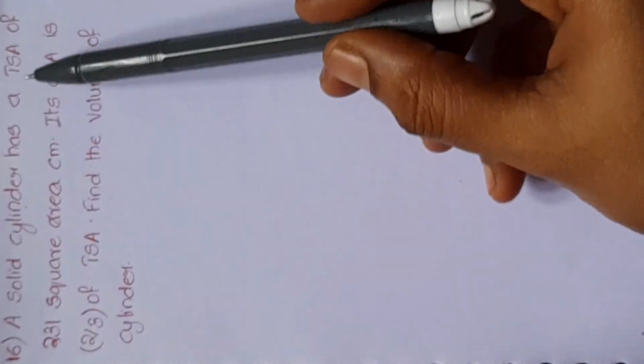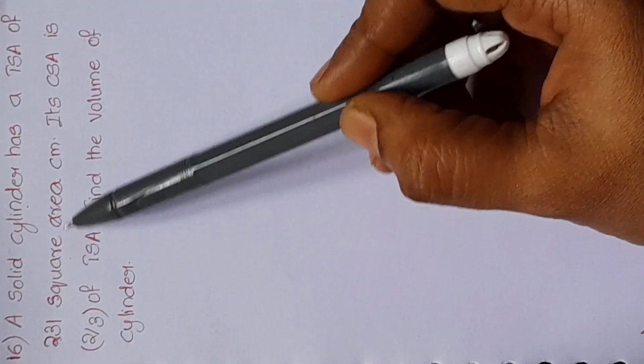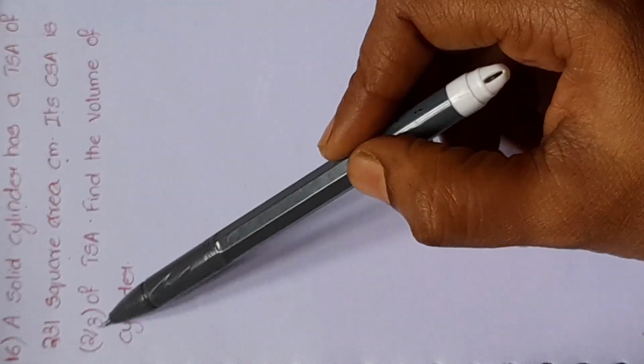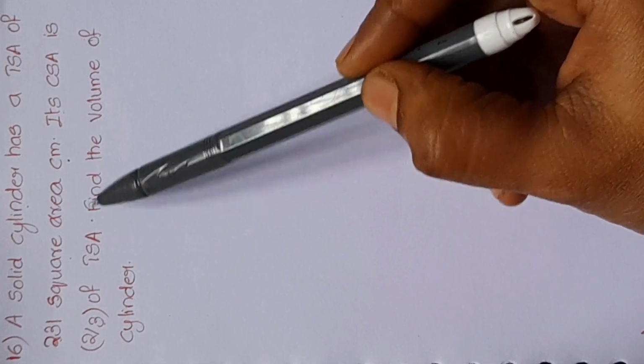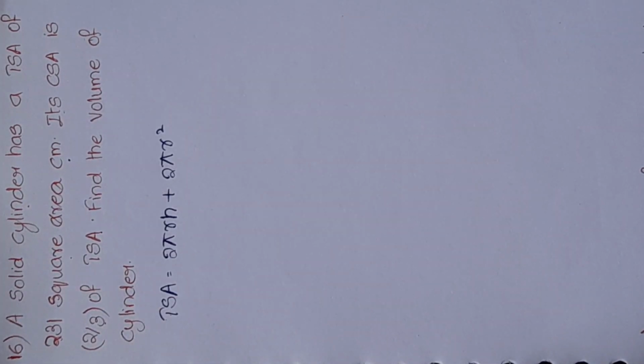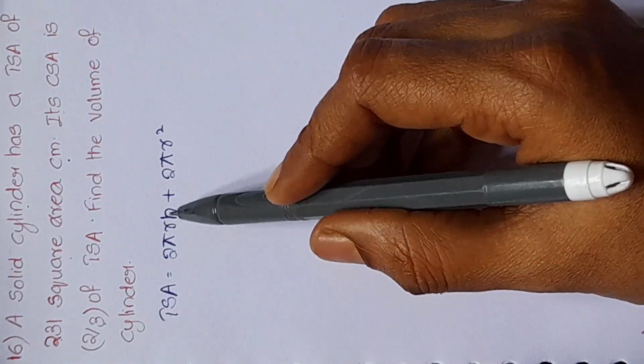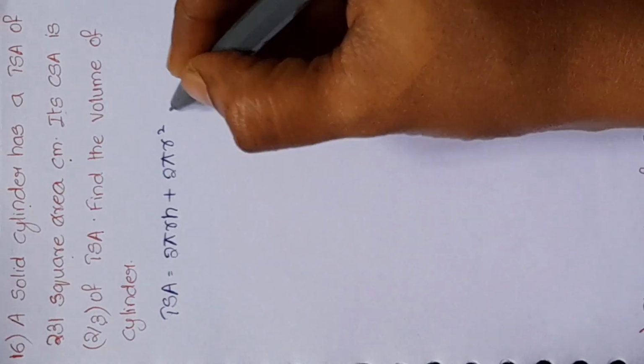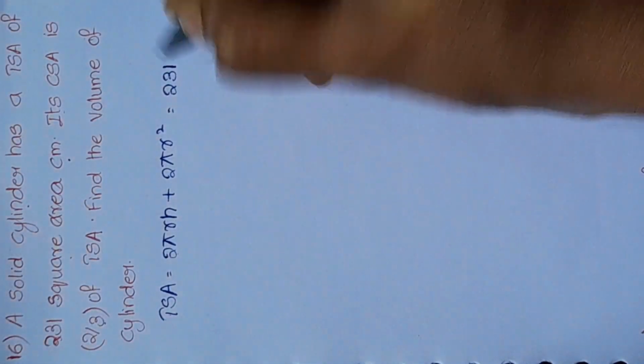16th question. A solid cylinder has the total surface area of 231 square centimeter. Its curved surface area is 2 by 3rd of the total surface area. Find the volume of the cylinder. The total surface area of the cylinder is 2 pi r h plus 2 pi r square. This is given as 231.